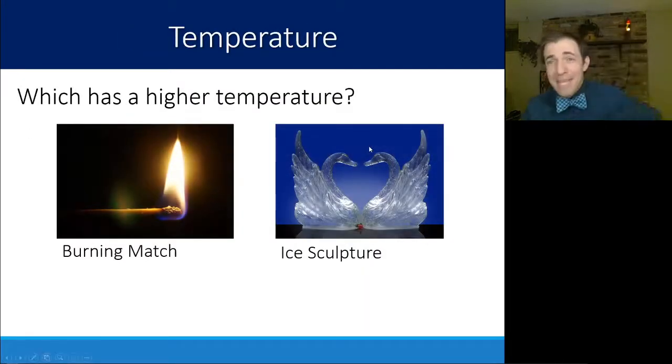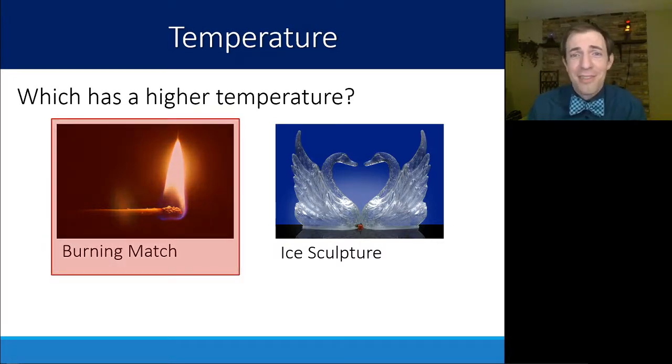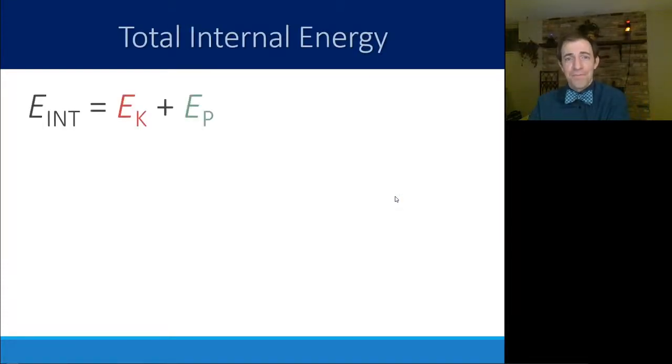So if we think about temperature then, how fast on average the molecules are moving, doesn't matter how many molecules we're talking about, it's just their average speed, their average kinetic energy. So the one that has a higher temperature is the obvious answer here, a burning match. These molecules are moving much faster than something that is cold, like an ice sculpture.